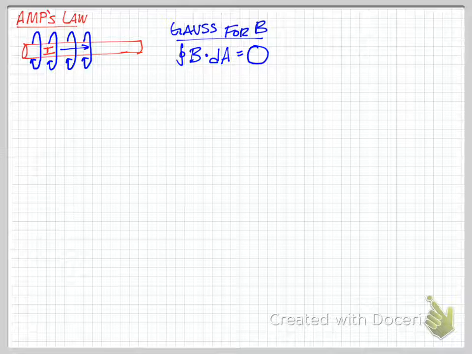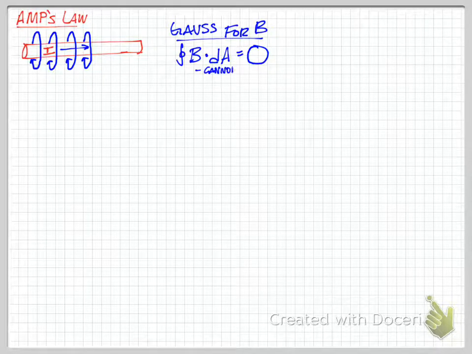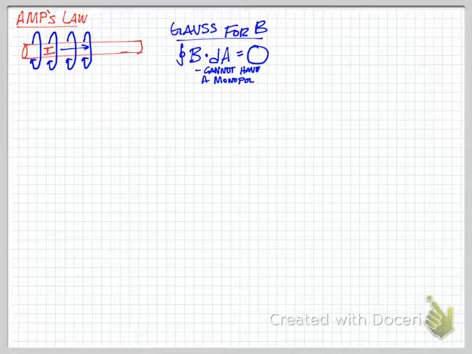One of the implications of this is that we cannot have a magnetic monopole. No matter how much you split up the magnetic field, no matter how much you split up a magnet, even down to the atomic level, you will always have a north and a south end of a magnet. So, that gives us Ampere's law.